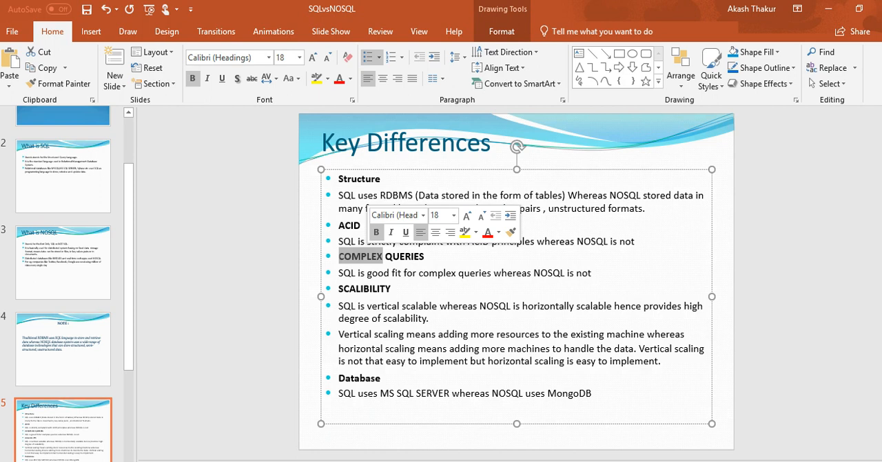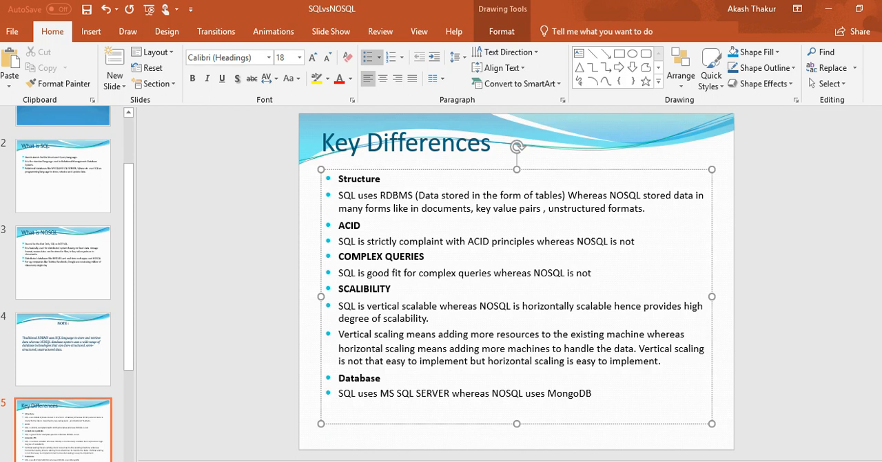Then we talk about complex queries. SQL is a good fit for complex queries, whereas NoSQL is not. Why? Because in SQL the data is stored in structured form, we have constraints and relationships among the tables, so that is why we can get the data from multiple tables using joins and so on. So we can perform a complex query to get the desired data in SQL, but it is not the case in NoSQL. You have streamlined data.